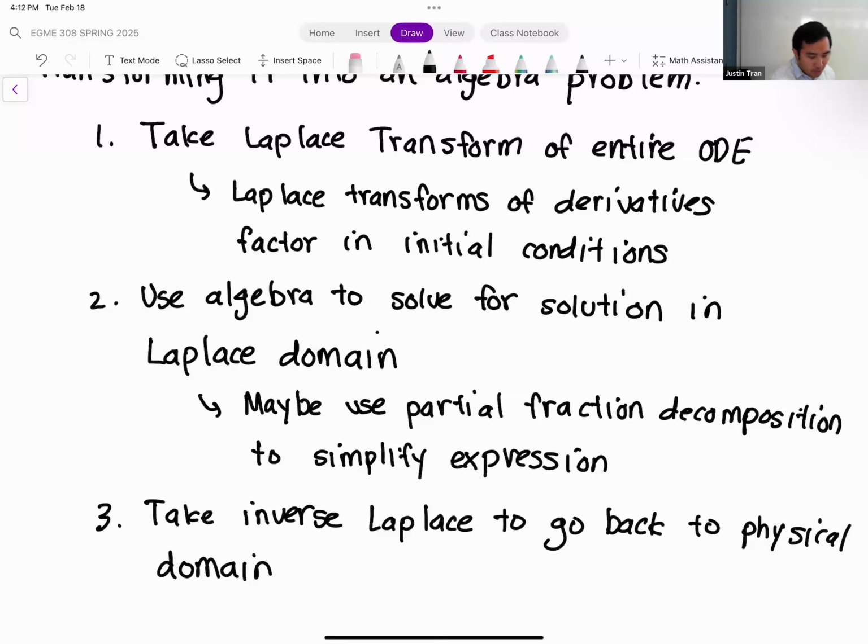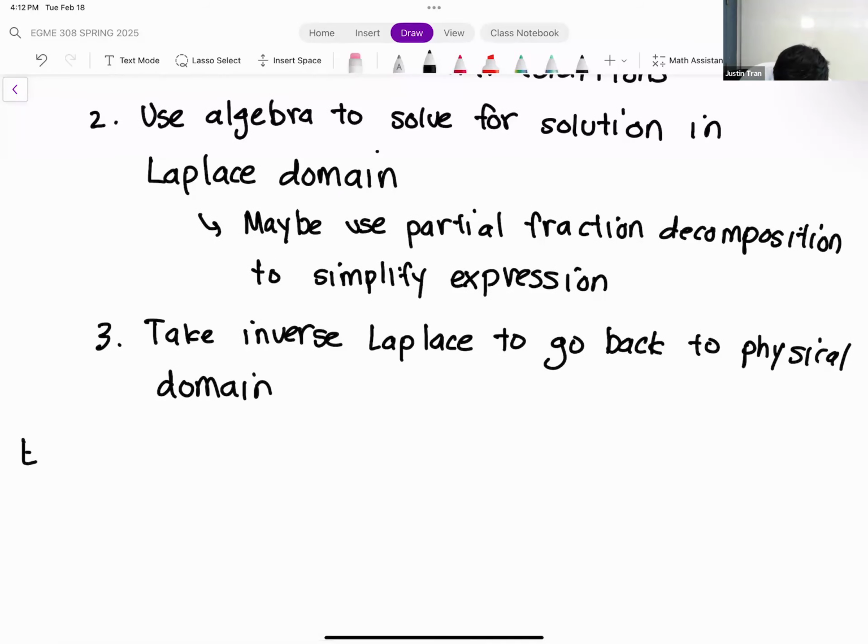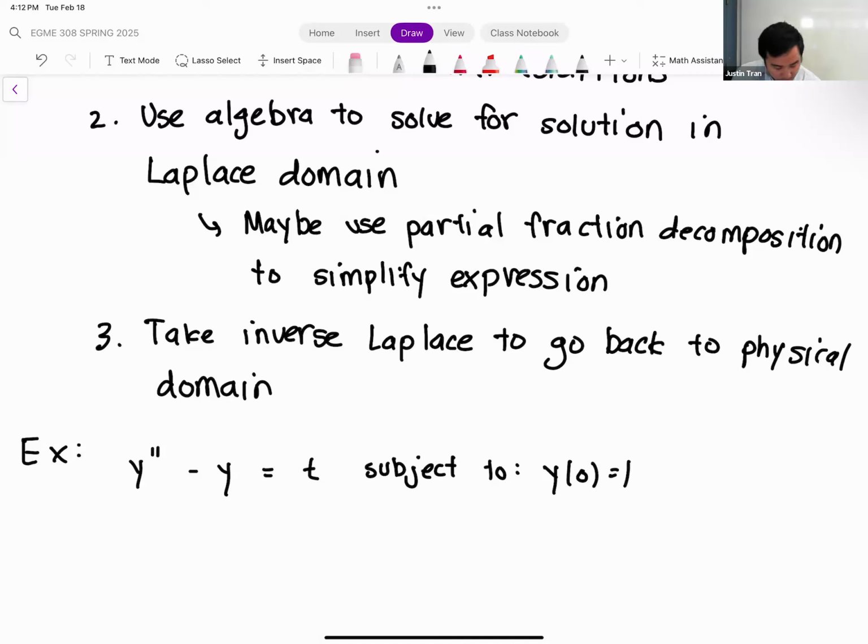All right, so let's start with a simple example. We're going to solve this differential equation using Laplace: y double prime minus y is equal to t, with the following initial conditions: y of 0 is equal to 1, and y prime of 0 is equal to 1 as well.